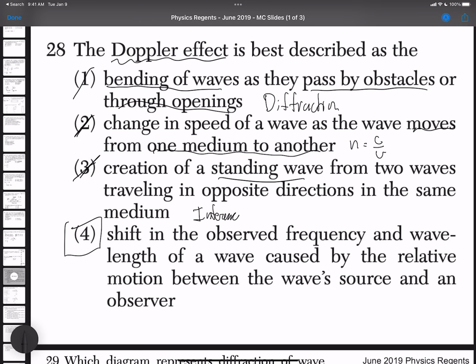So at this point, we know it's answer choice 4, but let's read the description. It's the shift in the observed frequency and wavelength of a wave caused by the relative motion between the wave source and observer, again, having to do with frequency. That is the Doppler effect.